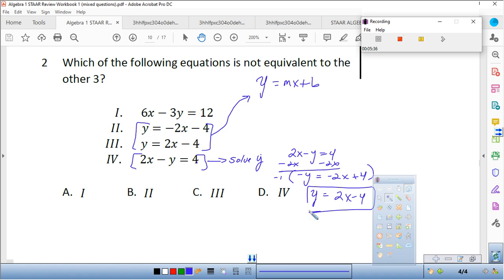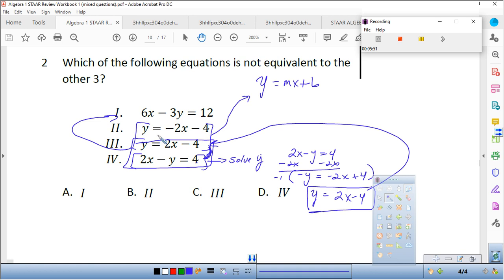So that's the one. So this one is now equal to that one. So I know these two are equal. So those are at least two that are equal. Since this one looks different, these two are equal to that third one. Since we already know this one, y equals mx plus b form is the odd one. So there's my answer.